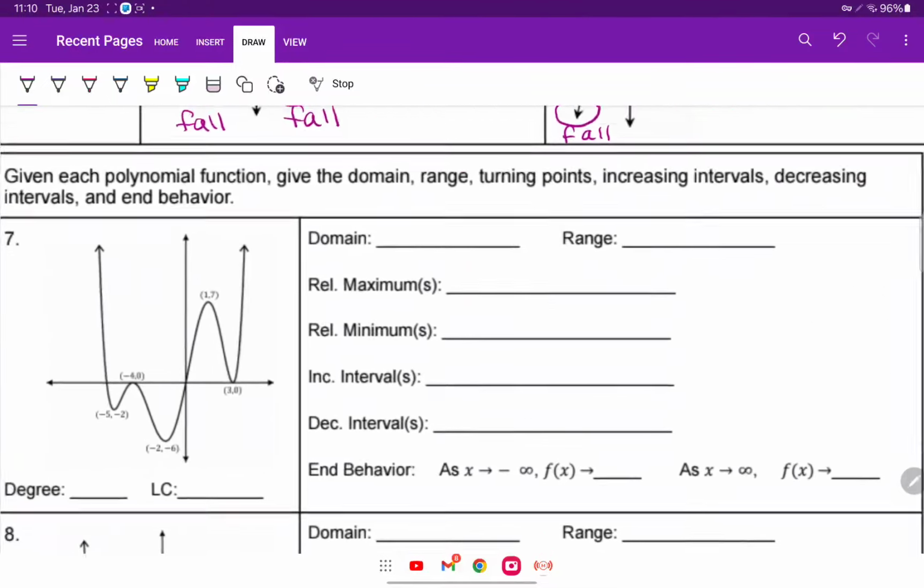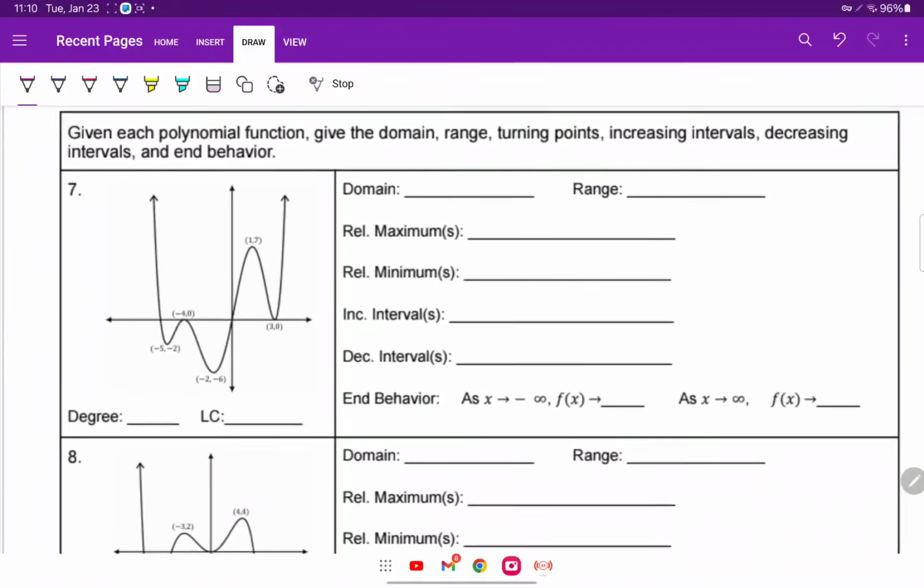All right, so here's a couple of examples. We're going to do everything, and then we're also going to read our graph using our minimums, maximums, and identifying our increasing and decreasing intervals.